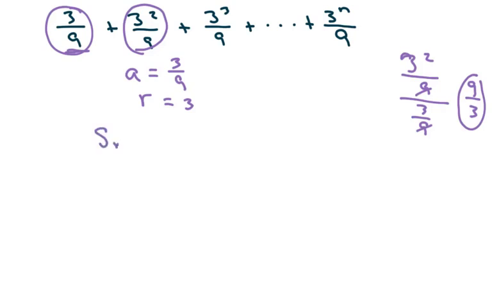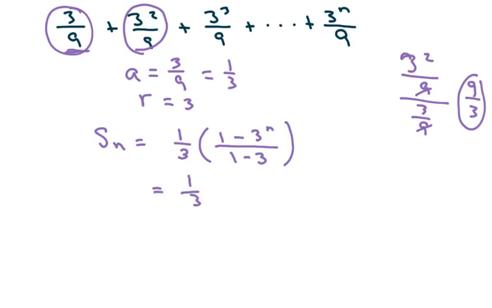And we use our sum formula, and we're going to get our first term, which is really going to be 1/3. This will be reduced to 1/3. And then it's going to be 1 minus r to the nth over 1 minus 3. And this is going to give you 1/3 times 1 minus 3 to the little n over -2.